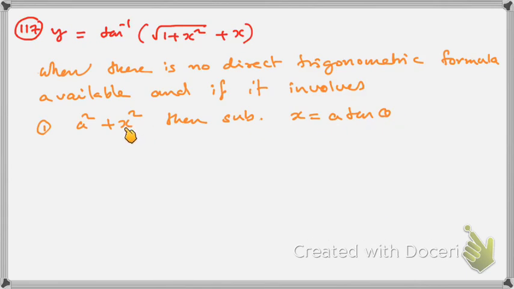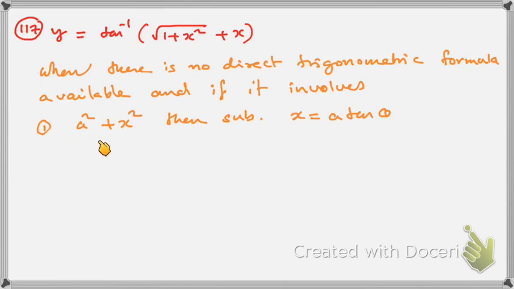Now what's the logic in it? If I have a square plus x square, I would make it a square plus a square tan square theta, with x as a tan theta. Then there is a square common factor. So I'll get a square into 1 plus tan square theta, which is sec square theta. So that's the logic. But if you see this question, here it is 1 plus x square.